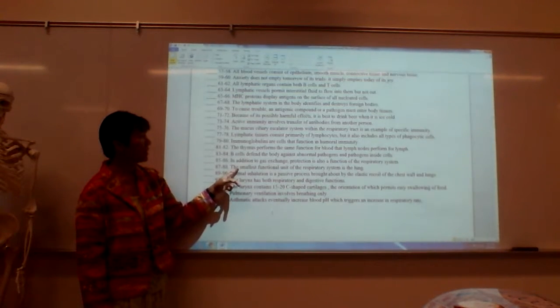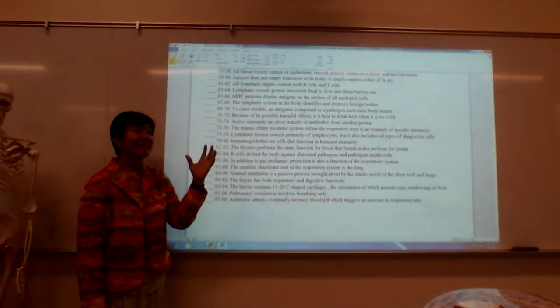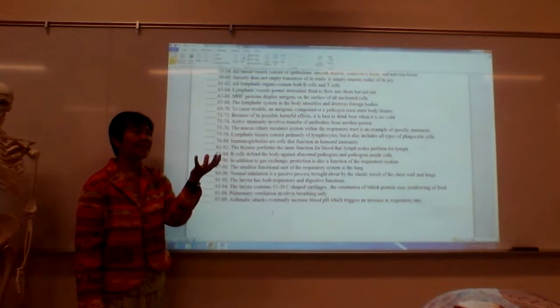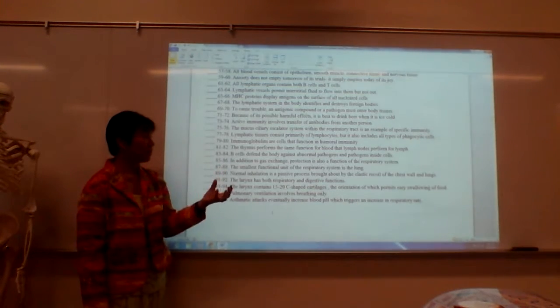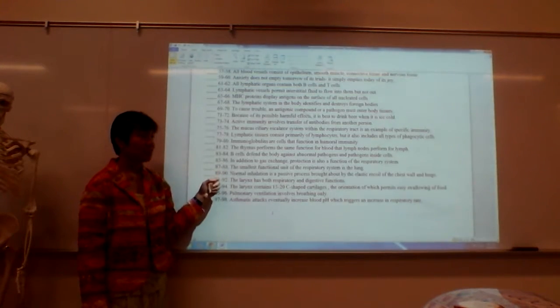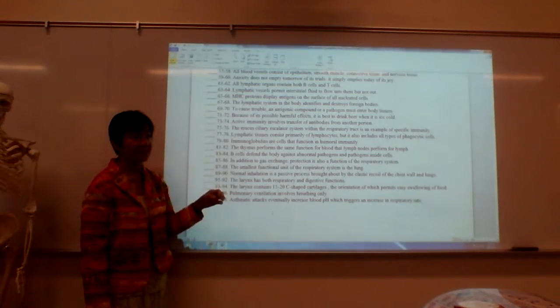The smallest functional unit of the respiratory system is the what? The capillary, or not capillary. What did you say? Smaller than that, alveolus. The alveolus. So when you get your test paper, pay attention to every word. This is a good practice for you guys. There will be words that you need to watch.